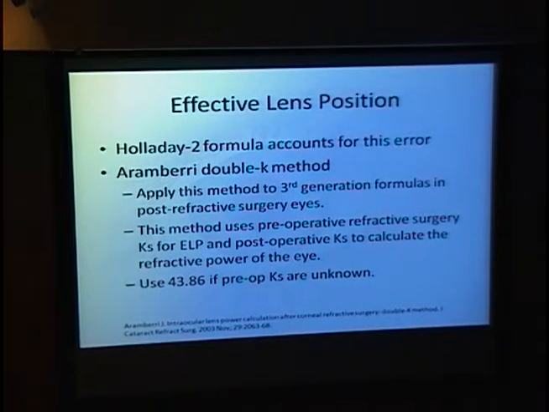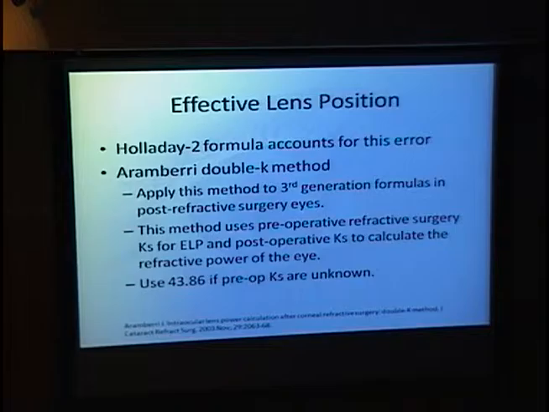So to solve this problem, the Holladay 2 formula does account for this error, so that's a great formula for that. And in 2003, Dr. Aaron Berry came out with this double K method, which can be applied to third generation formulas in post-refractive surgery eyes. What this does is it uses pre-op refractive surgery Ks to determine the effective lens position, and it uses post-op Ks to calculate the refractive power of the eye.